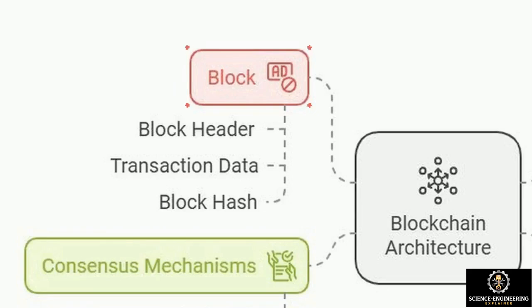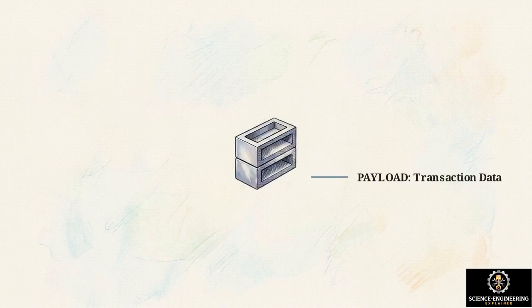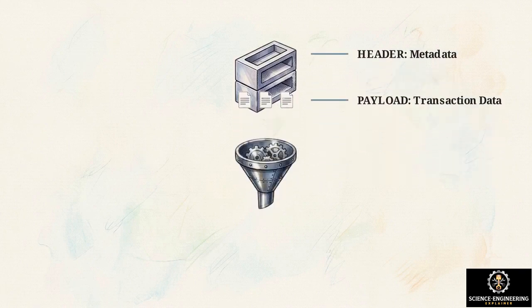On this map, we begin with the foundational unit of the network, the block. Structurally, a block splits into 2 distinct sections. You have the payload, which contains the actual transaction data, and you have the header, which holds the metadata for that specific block. To secure this data, the system runs it through a cryptographic hash function known as SHA-256.